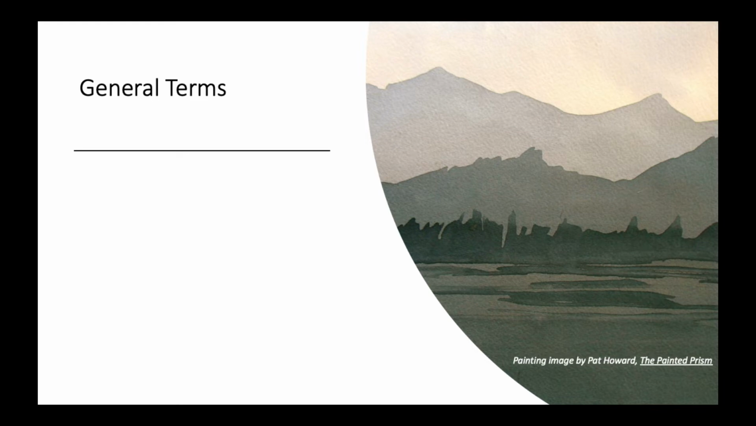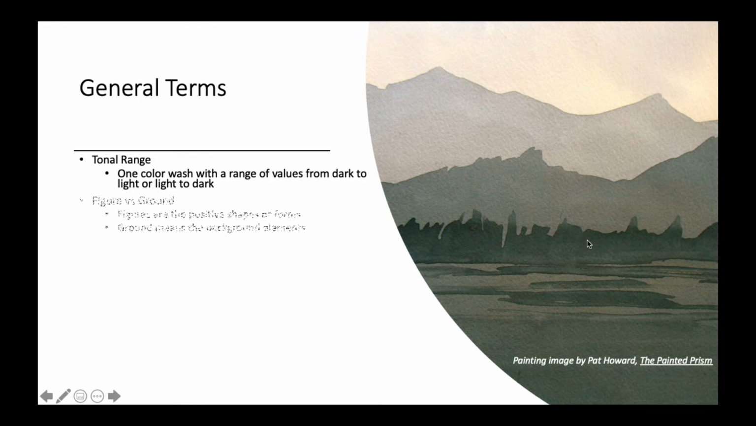So some general terms that we want to be familiar with is a tonal range. When we create a range of light to dark within one color, we call that a tonal range. In one of our methods, we'll want to create a tonal range of color. 2 other terms you want to be familiar with are figure and ground. The figures in a painting are the positive shapes or forms. So perhaps in this painting that would be the tree line. And ground means the background elements. So the sky, perhaps this distant mountain range. Those would be considered the background elements.